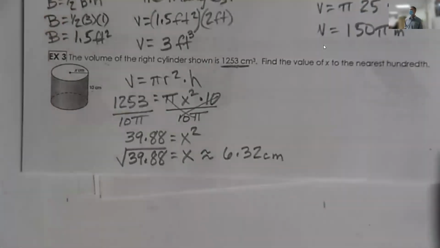Now notice the centimeters. Centimeters are not cubed. Centimeters is a distance. All right, so it's just a single unit. It's not squared, it's definitely not cubed.